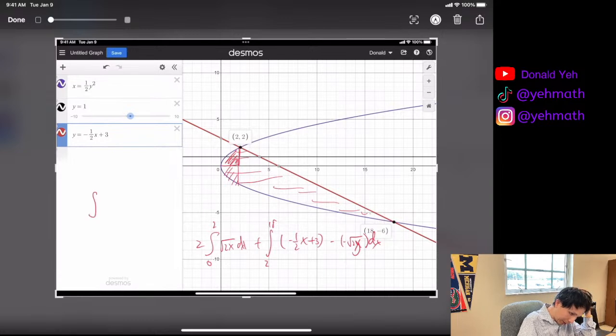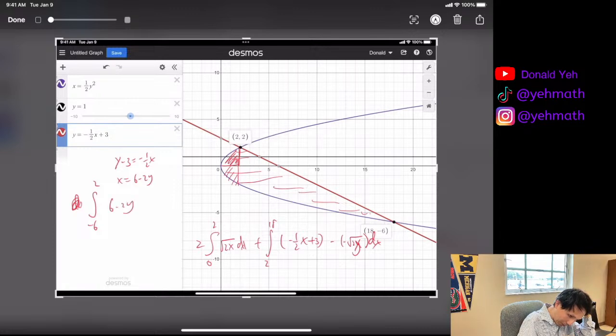Now if you do it in terms of dy, then all you gotta do is go from -6 to 2. And it's gonna be right minus left. So right is gonna be y minus 3 equal to -1/2 x, and then x is equal to 6 minus 2y, I think. Is it 6 minus 2y?